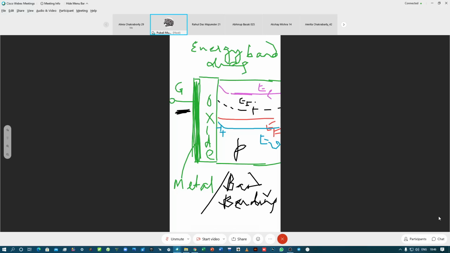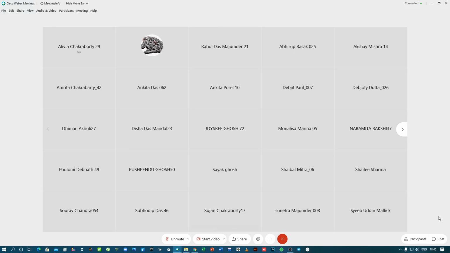Energy band diagram, energy band bending in case of MOS with P substrate when a negative potential has been applied to the gate. Clear? Fine. Okay.